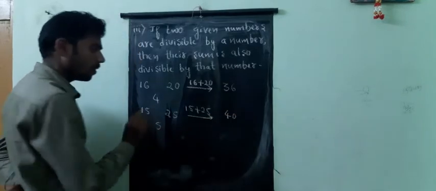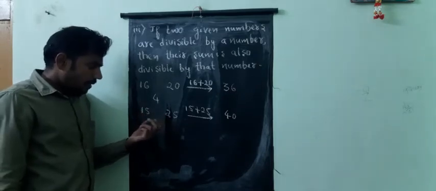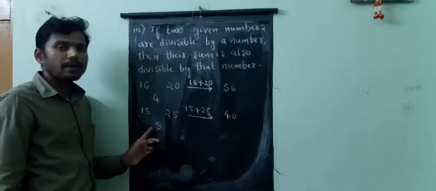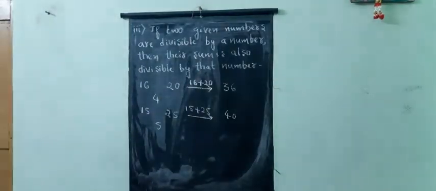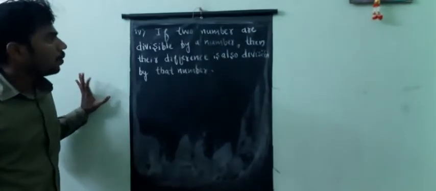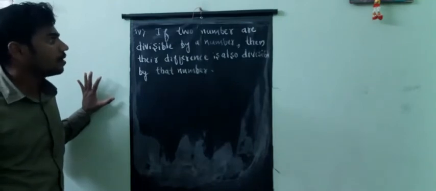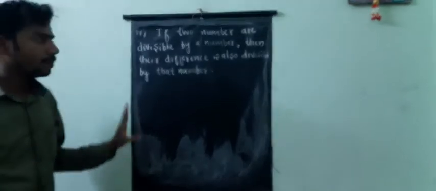Is 40 divisible by 5? Yes. See, if two numbers are divisible by a number, then the sum is also divisible by that particular number. Please note this down. Next, the fourth divisibility rule. If two numbers are divisible by a number, then their difference is also divisible by that number. What does it mean?